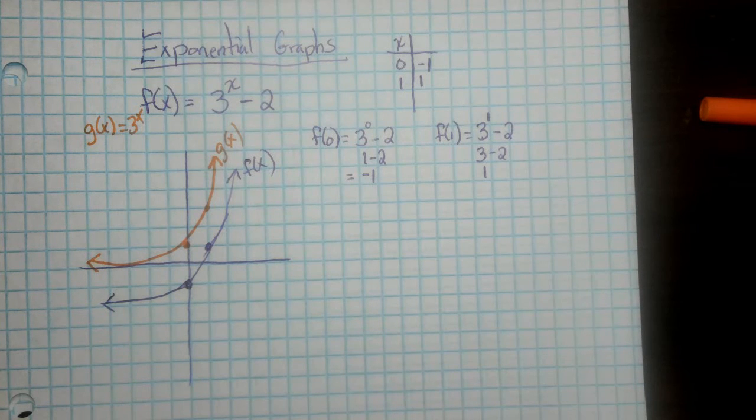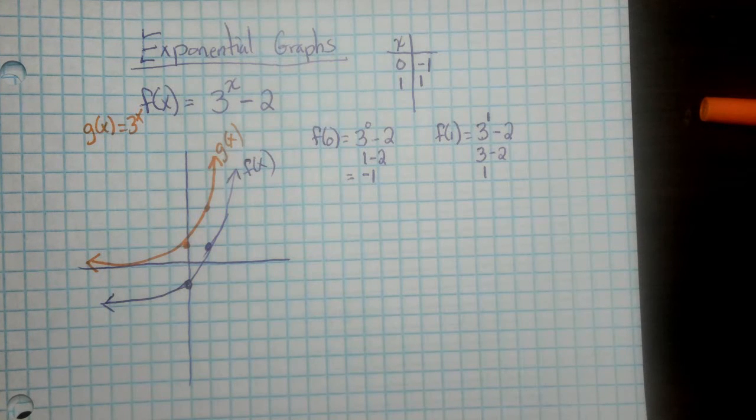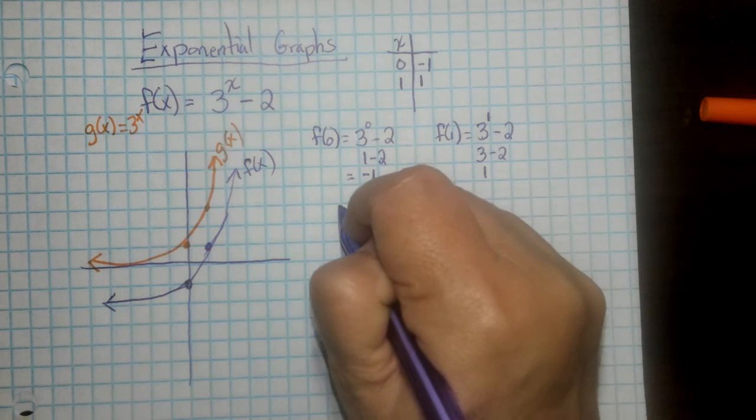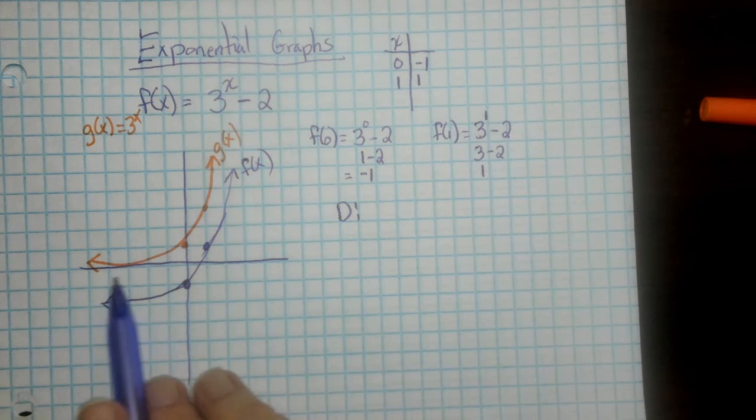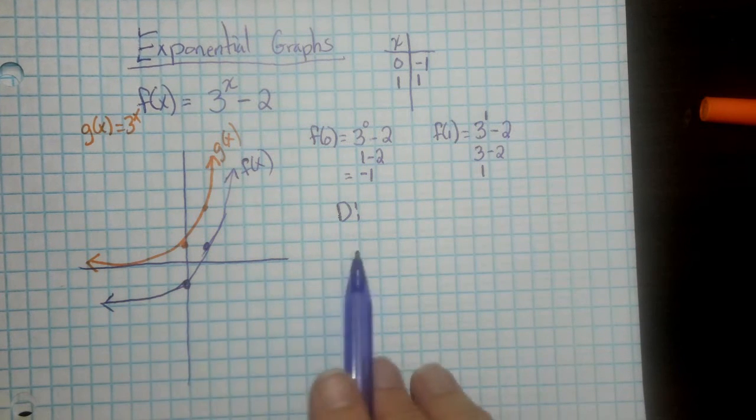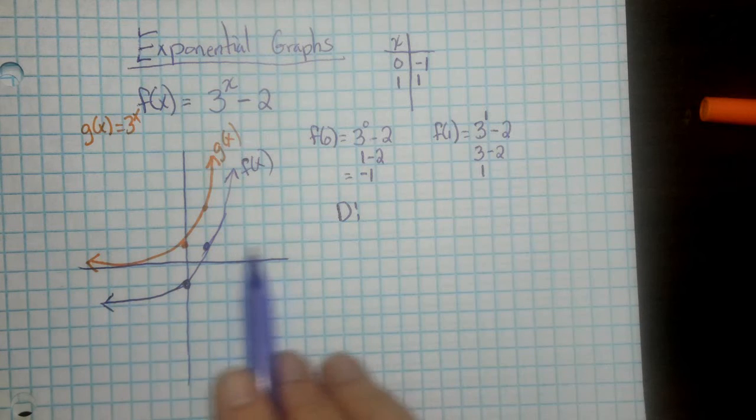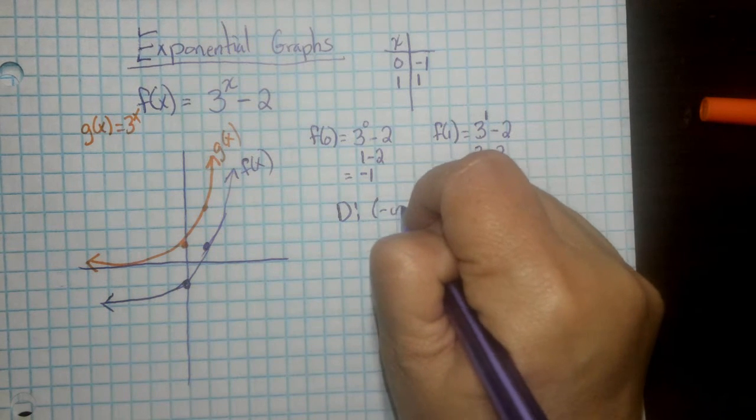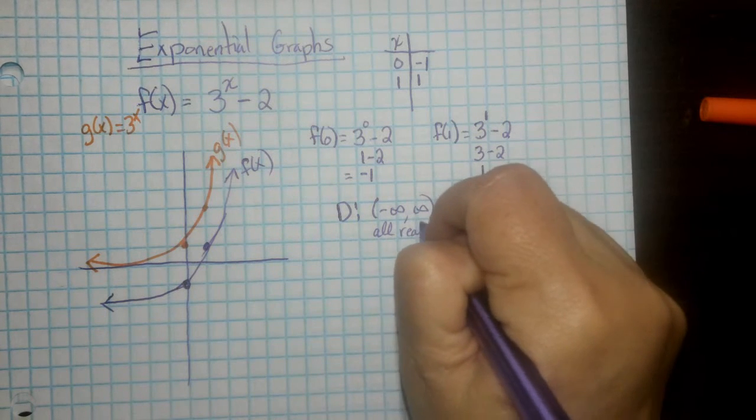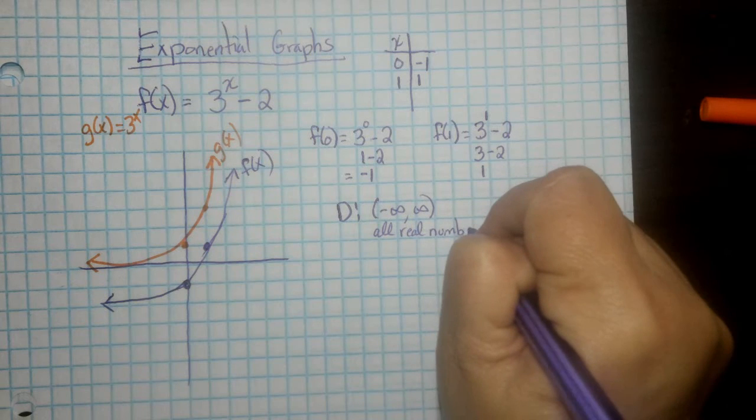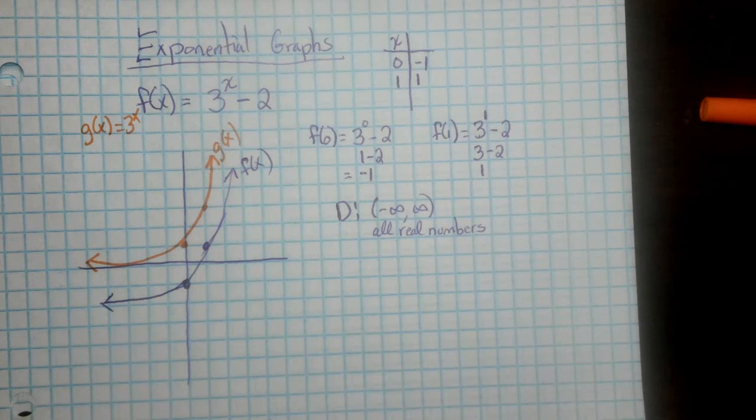Alright, and what we want to be able to do today is analyze exponential graphs. That means we want to be able to say all the characteristics, just like we've done with other graphs throughout the year. So I'm going to start with domain. Domain is all of our x values. Do you see any domain restriction? No, so our domain is negative infinity to infinity. You could also write all real numbers. No restriction to our domain.